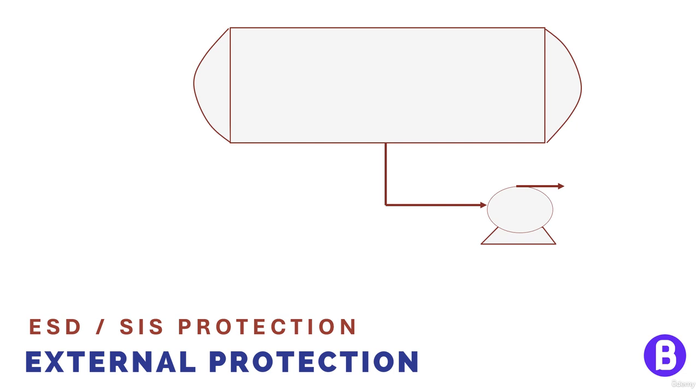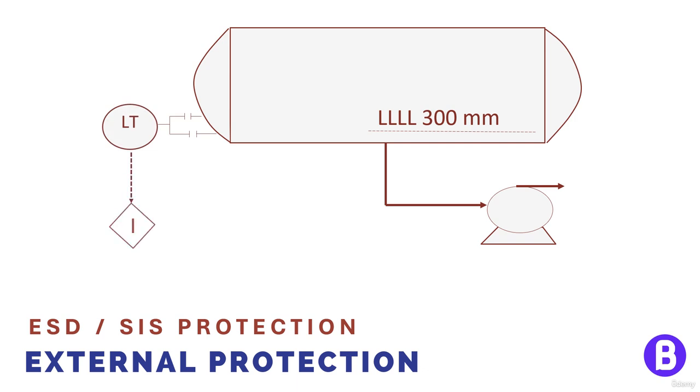So, when the level of the vessel reaches a very low value, we shall need to protect the pump from cavitation. So here, the level transmitter shall send a signal to the shutdown system, which shall trip the pump motor while sending a low level alarm.